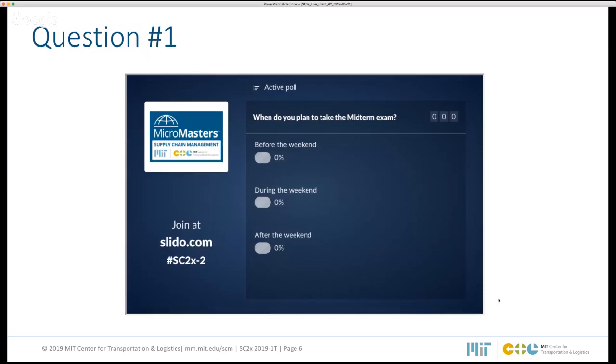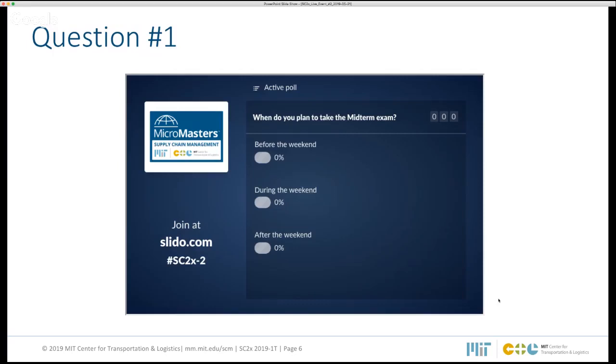Okay, so let's go now to Slido. Again, it's slido.com, and we have one question for you. The code in order to access the poll is SC2x-2, SC2x-2.